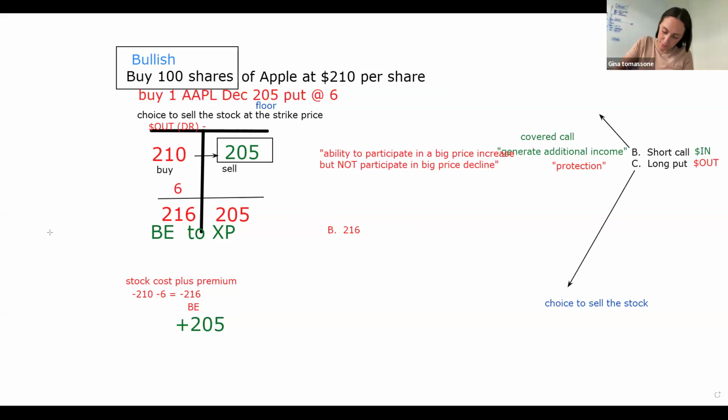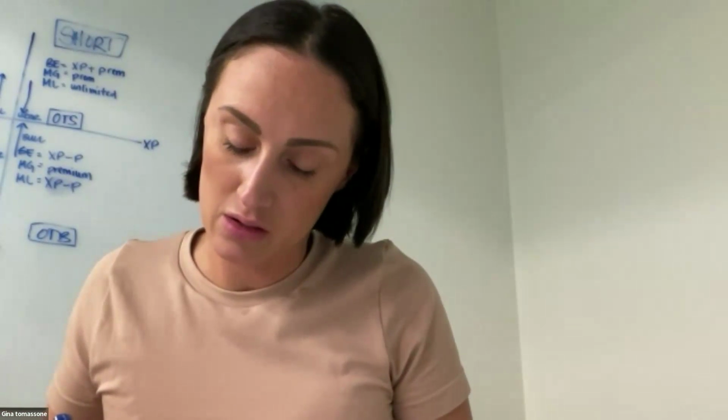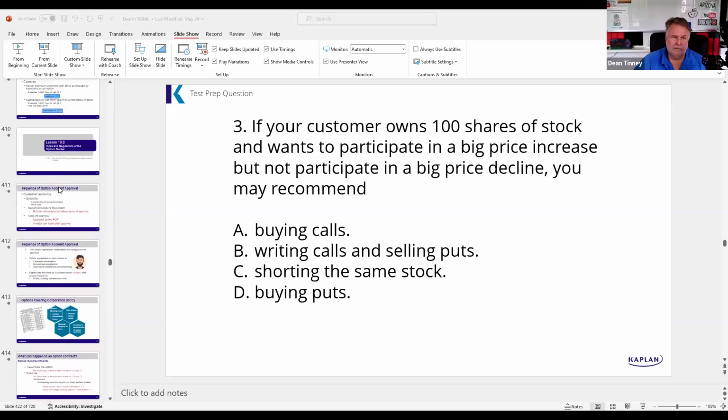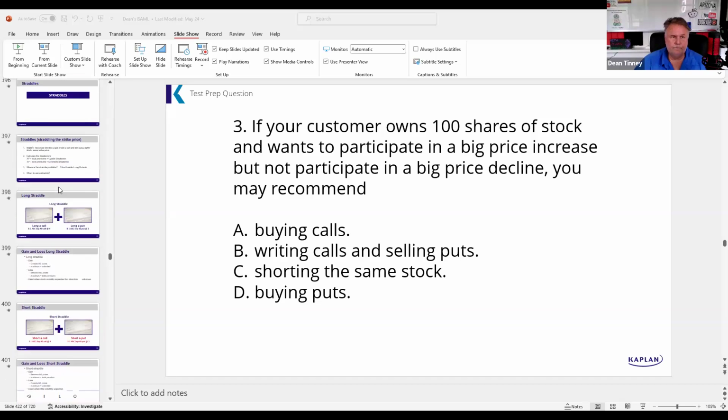Okay, let me show you this again. So the max loss we decided, because we calculated the 216 with the 205, that's our max loss. All right, let's show it to you again.